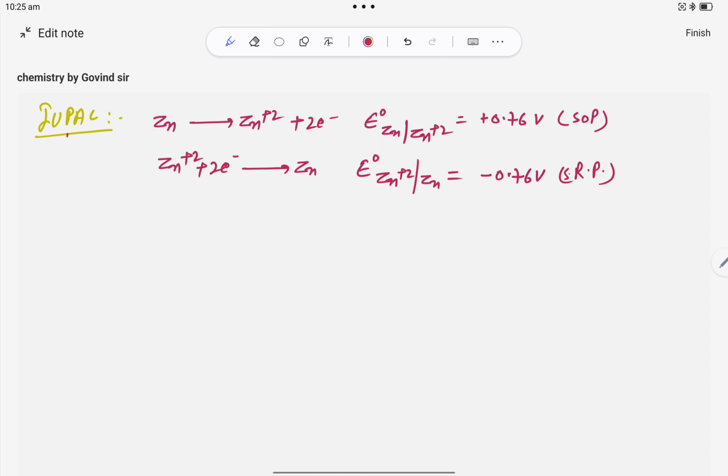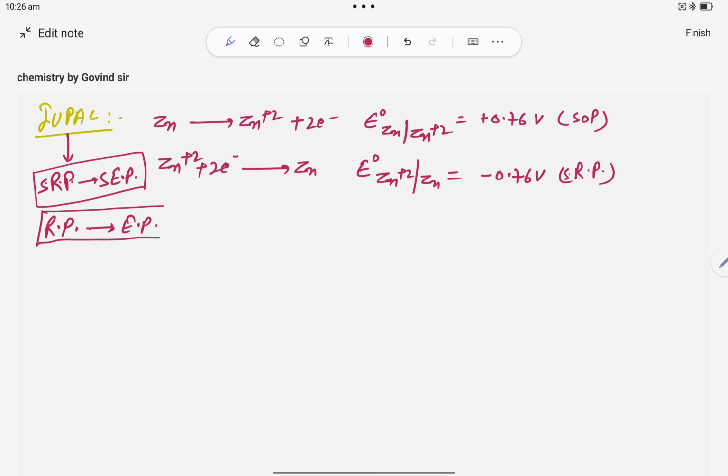So IUPAC said that SRP, standard reduction potential, will be considered as standard electrode potential. According to IUPAC, no oxidation potential. Standard reduction potential is considered as standard electrode potential. That means reduction potential now will be electrode potential.